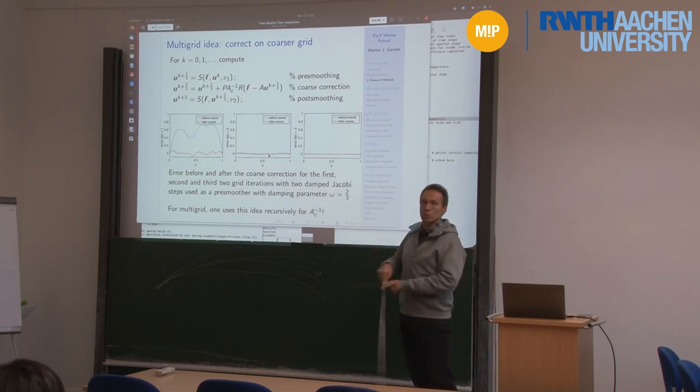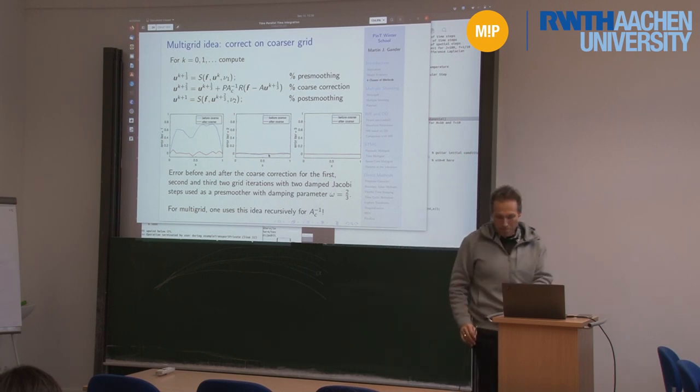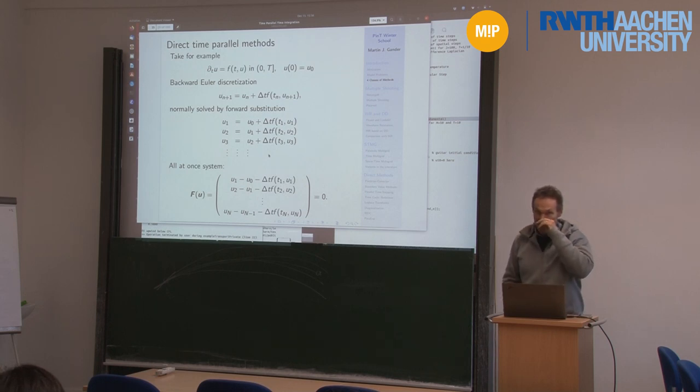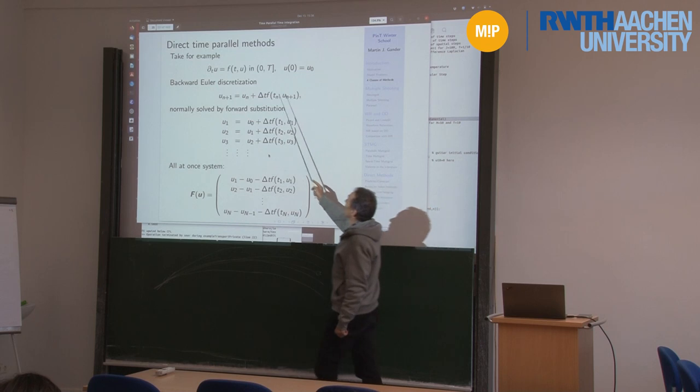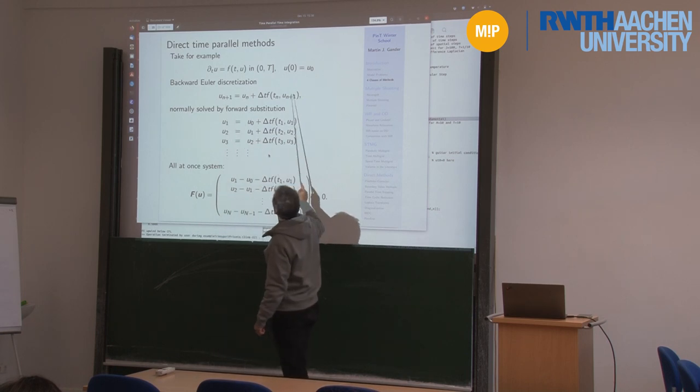Now, in this problem, there was no time. A steady problem. The last methods are the direct time parallel methods. And for a direct time parallel method, what you need to do, you take some model problem, like the one I had before. I discretize, for example, with backward Euler.